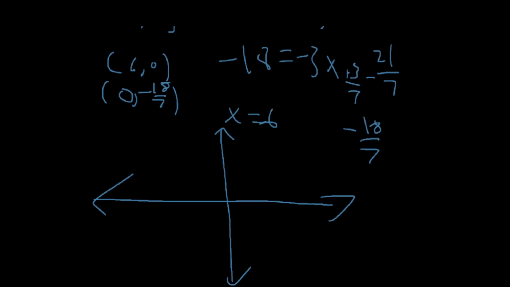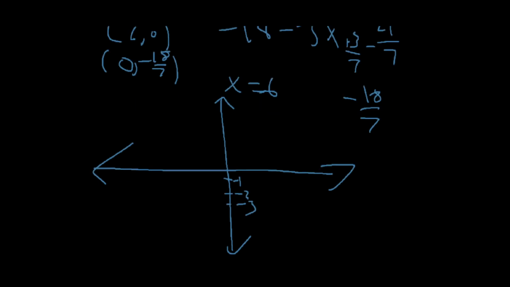Okay, and then asymptotes at 7 and negative 3, so 1, negative 2, negative 3.